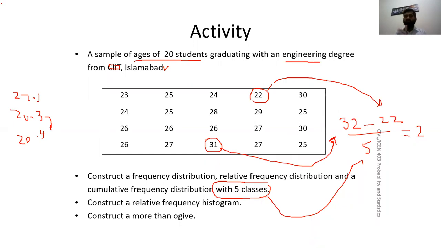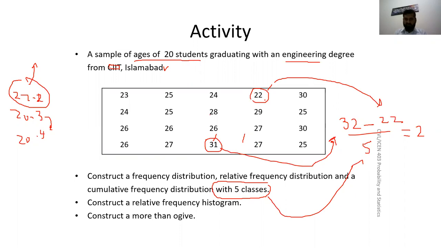You only have to increase one in your last digit, okay? So here the last digit is 31, so we made it 32. If it is 27.1, then the next unit will be 27.2 because we have to increase the last digit only. Got it? So here the class interval will be 2, and the number of classes will be 5 automatically.